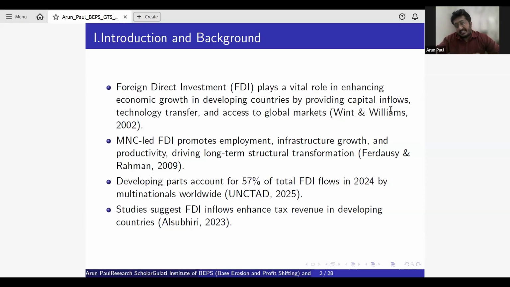We all know some tech giants like Samsung, Lenovo, Petromax. All these tech giants are investing a lot of money into developing economies. So MNC-led FDI promotes employment, infrastructure growth, and productivity, driving long-term structural transformation. In the latest World Investment Report, developing parts account for 57% of total FDI flows by multinationals worldwide. And studies suggest that FDI inflows enhance tax revenue in developing countries.